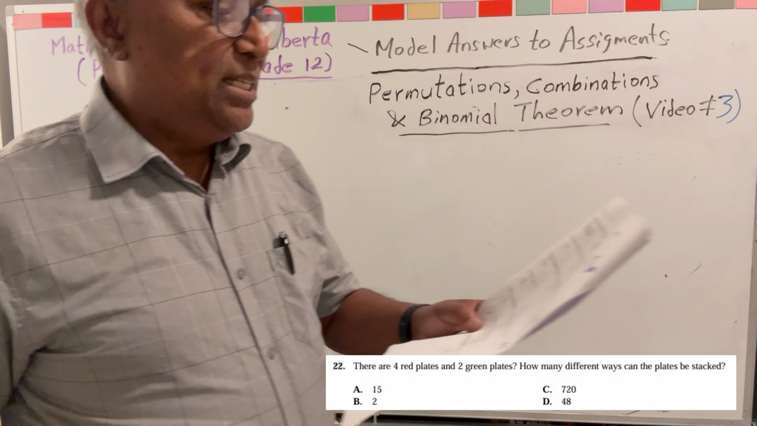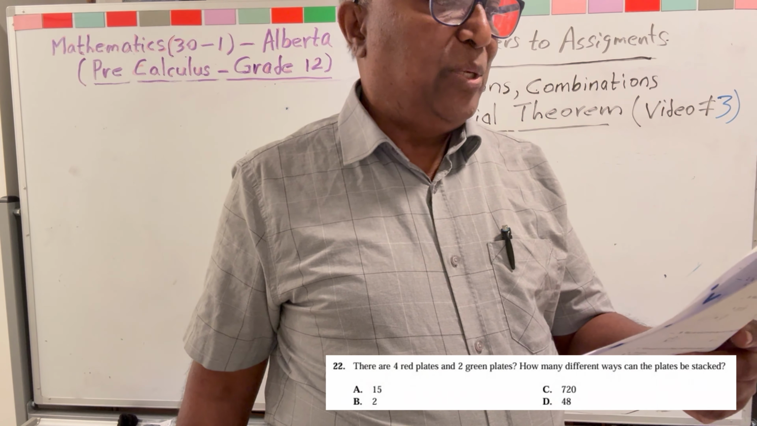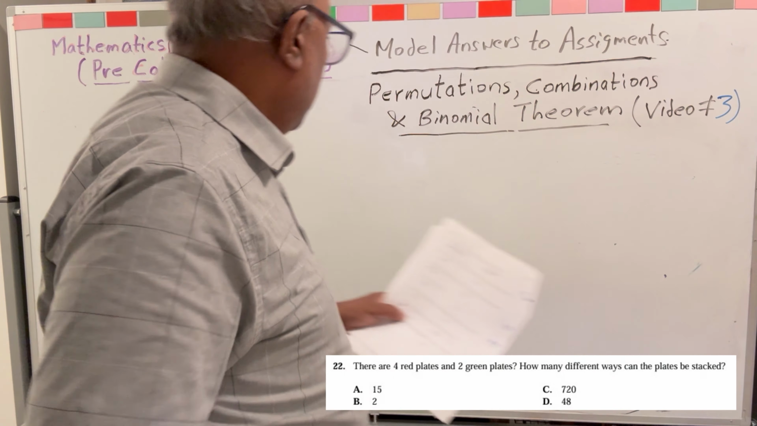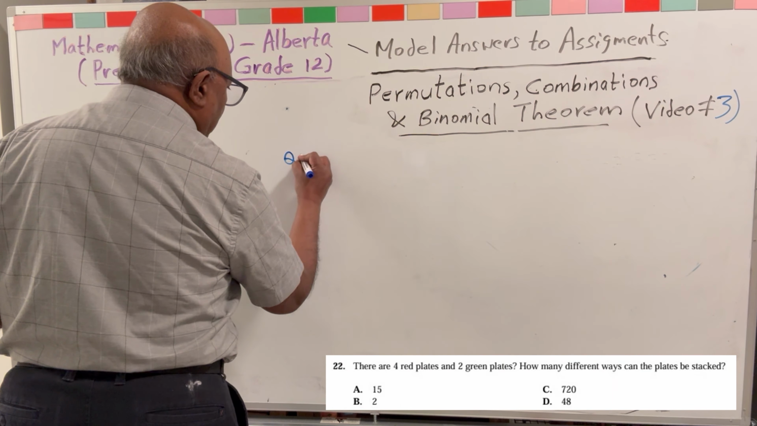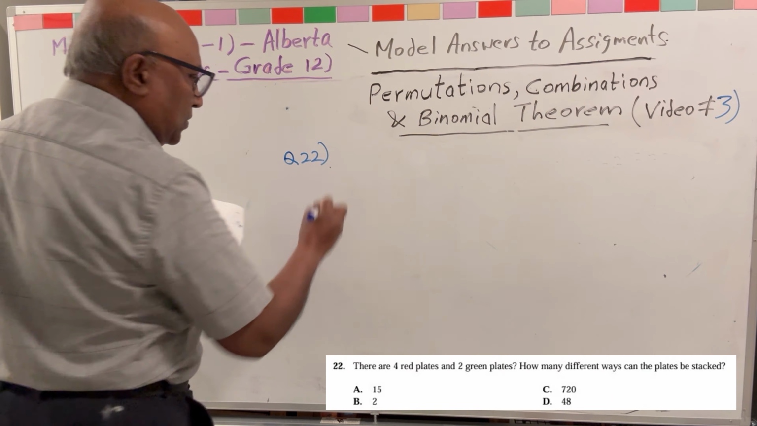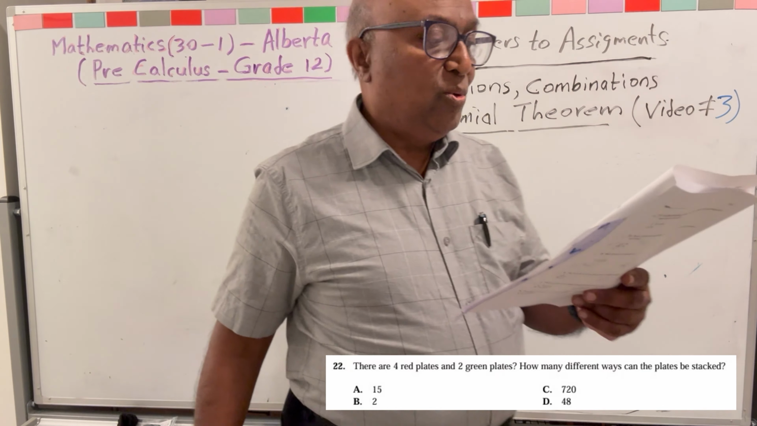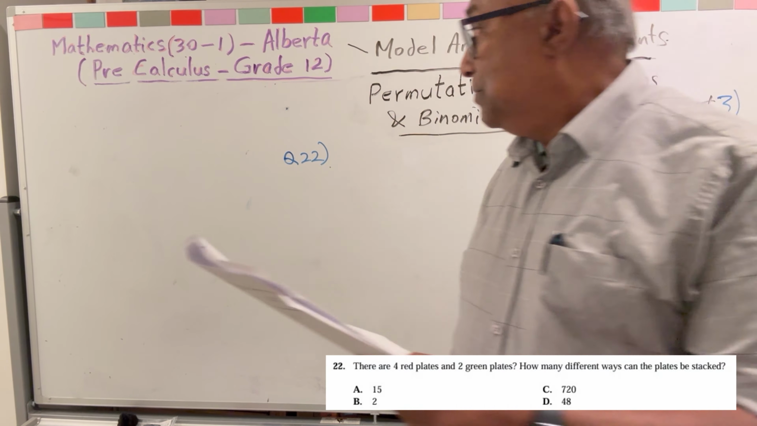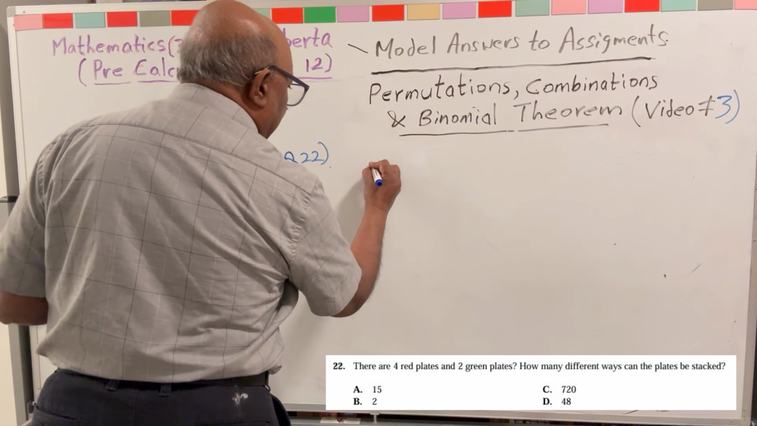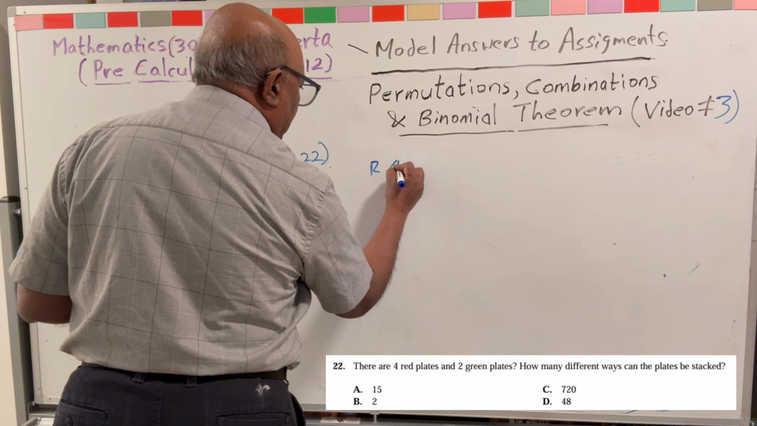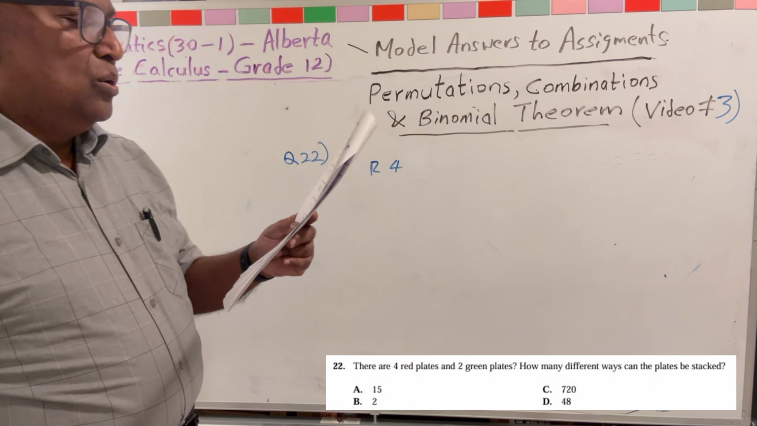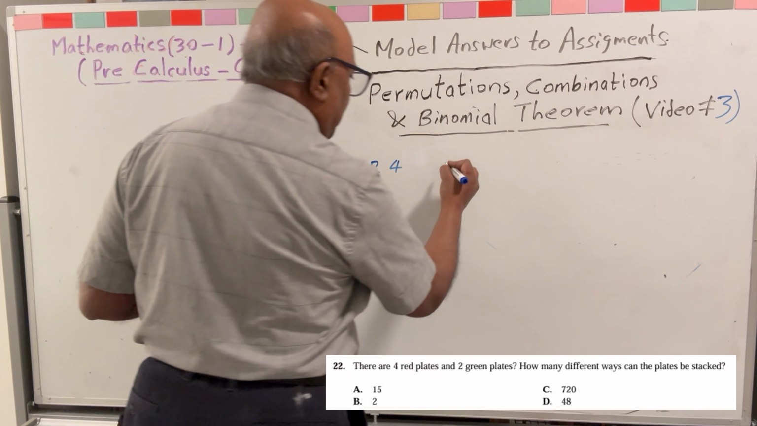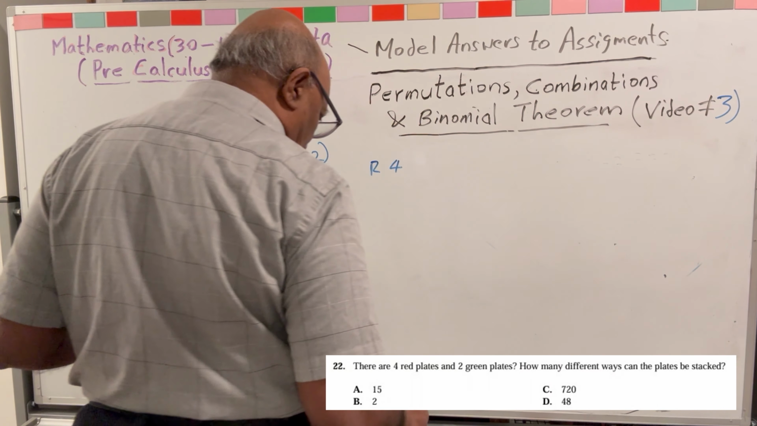Now let's move to another question. I would select question number 22. Question number 22 says, there are 4 red plates, 2 green plates.